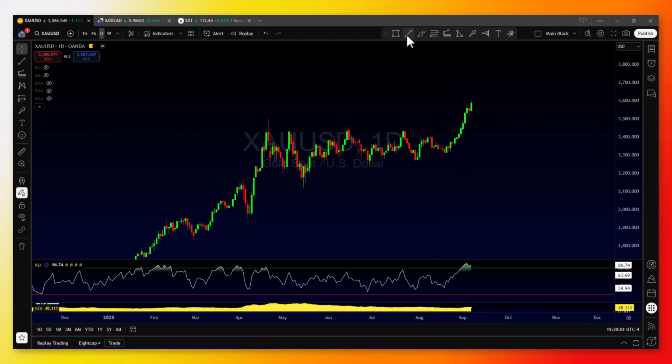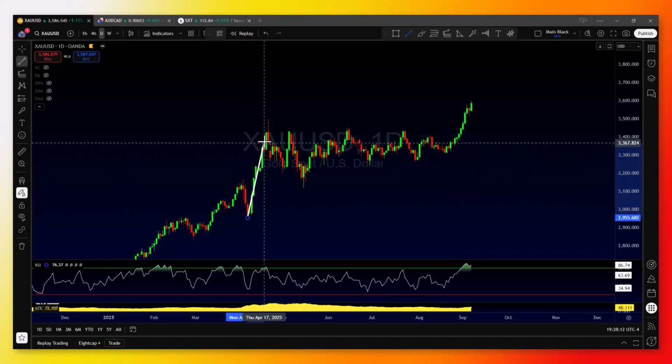I'm going to throw a few at you right now. One is going to be a harmonic move or a one-to-one measured move. This is often referred to as an AB equals CD pattern. I'm going to take the length of my previous extension, right?